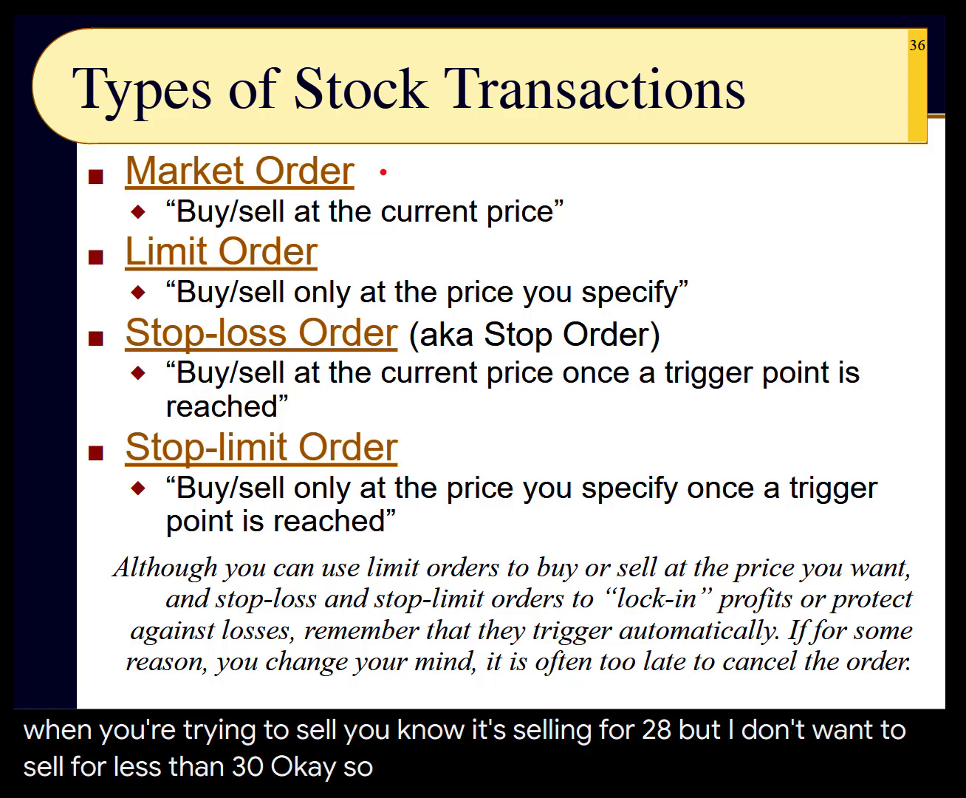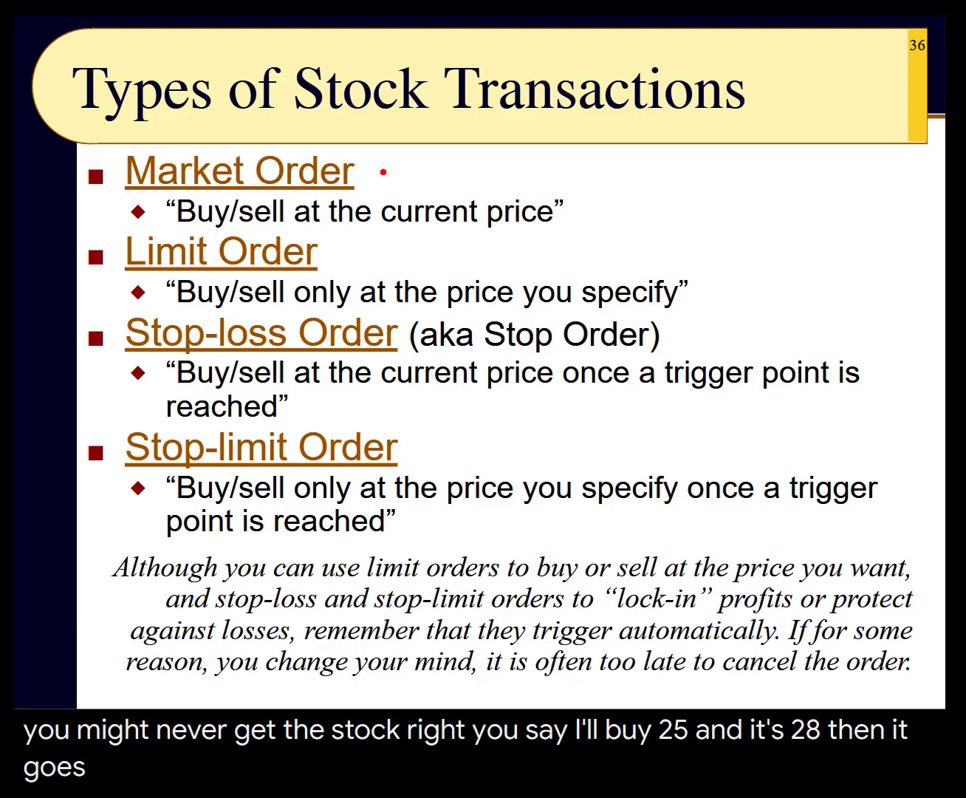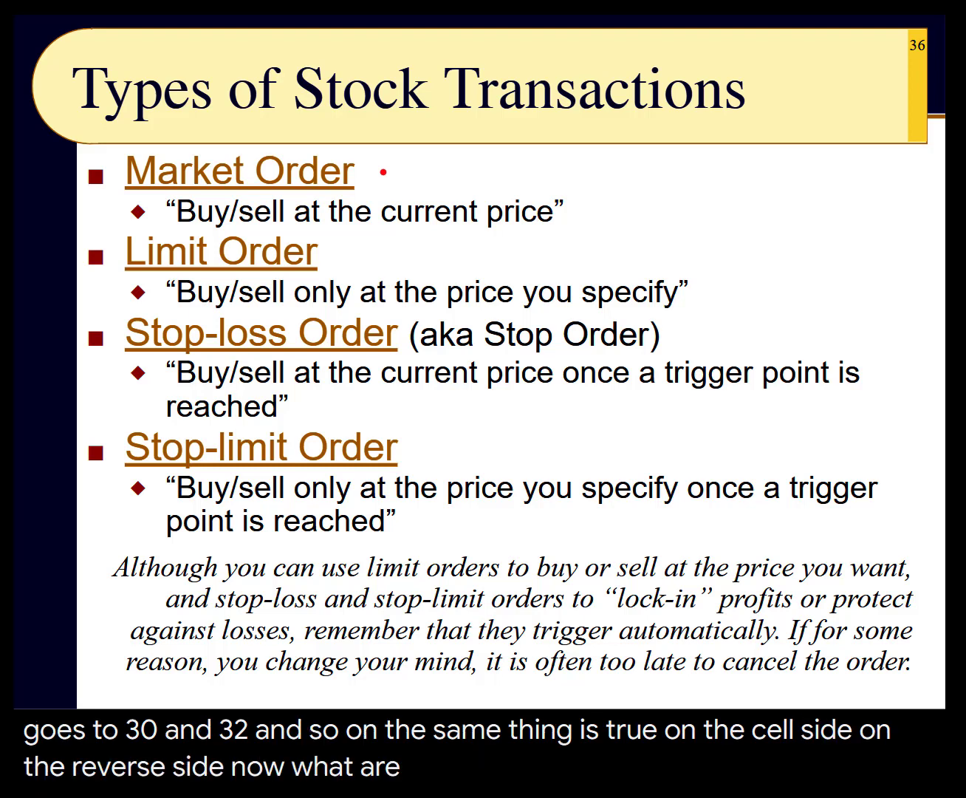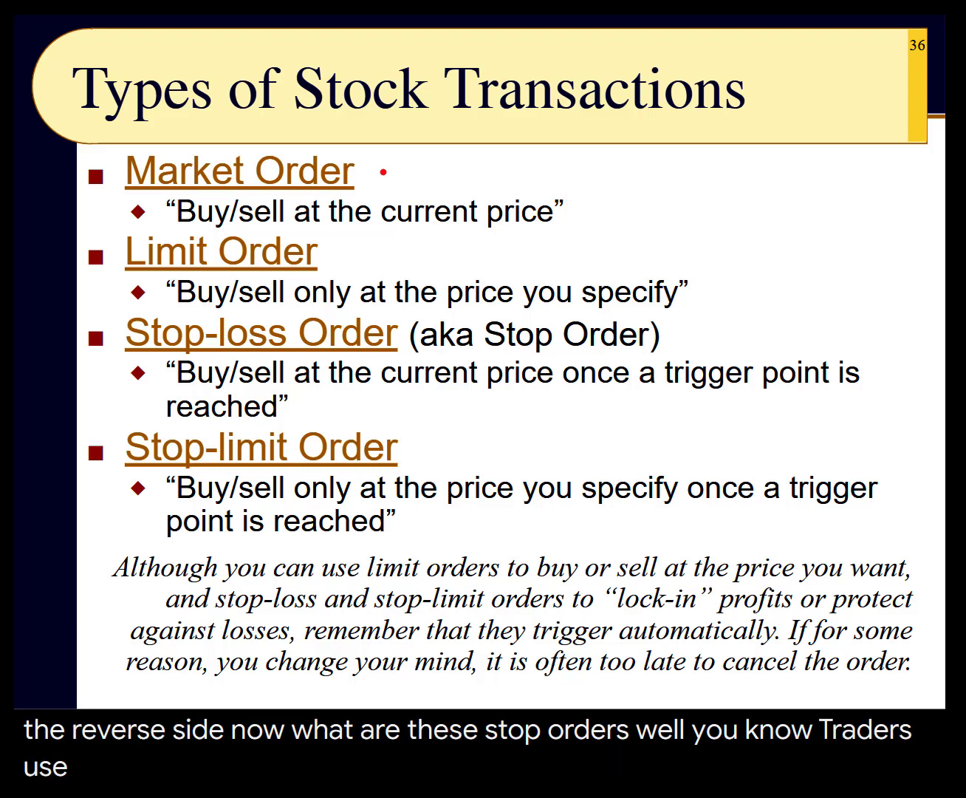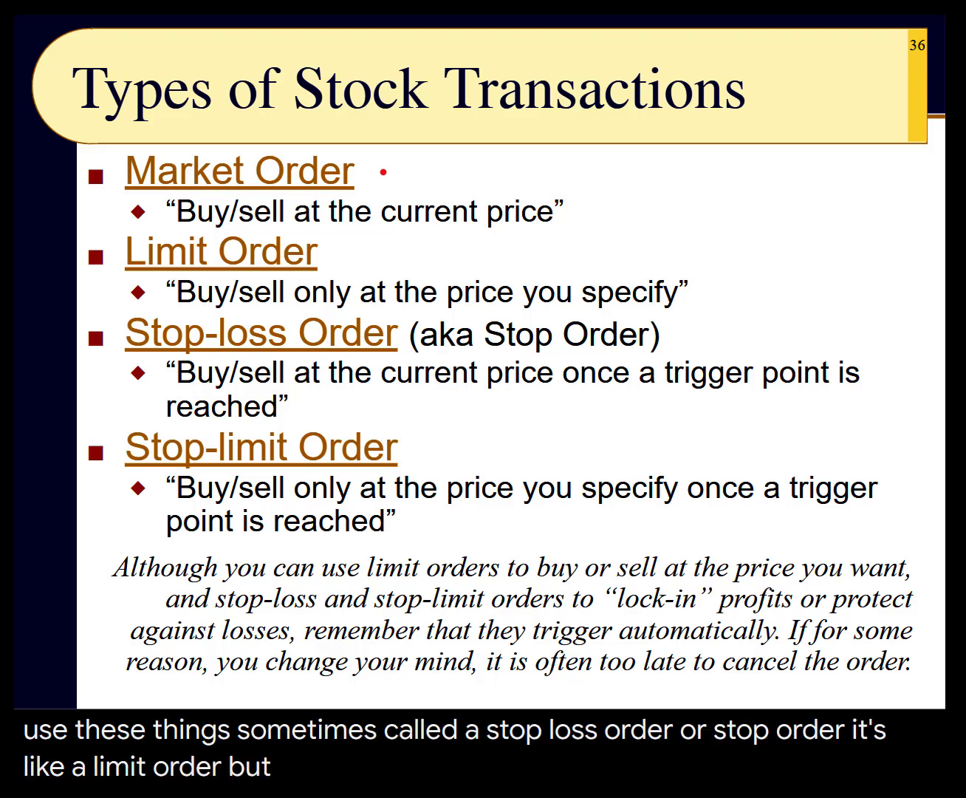Okay, so what's the problem with a limit order? Well, you might never get the stock, right? You say I'll buy at 25 and it's 28, then it goes to 30 and 32, and the same thing is true on the sell side, on the reverse side. Now, what are these stop orders? Well, traders use these things. They're sometimes called a stop loss order or stop order. It's like a limit order, but it is triggered into a market order when a certain price is hit.